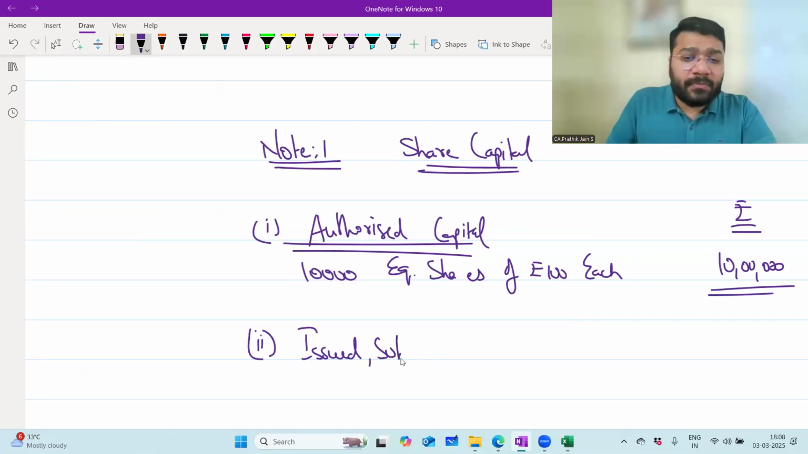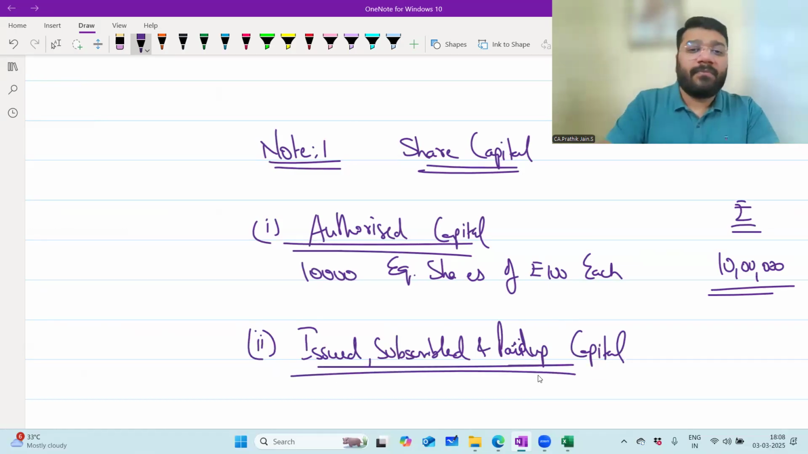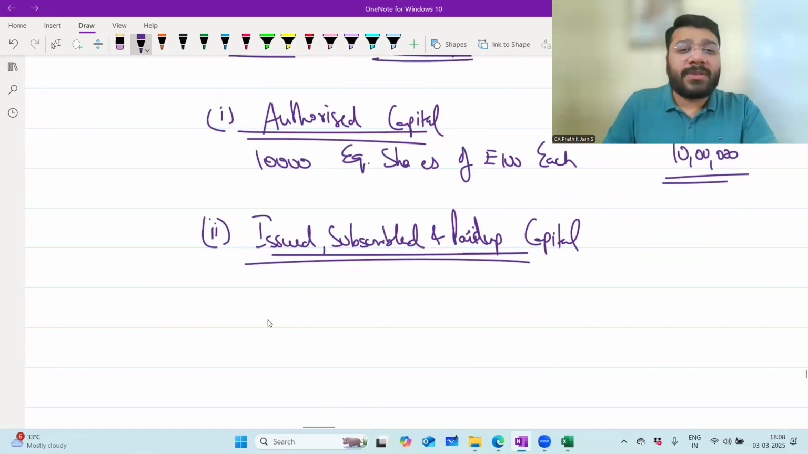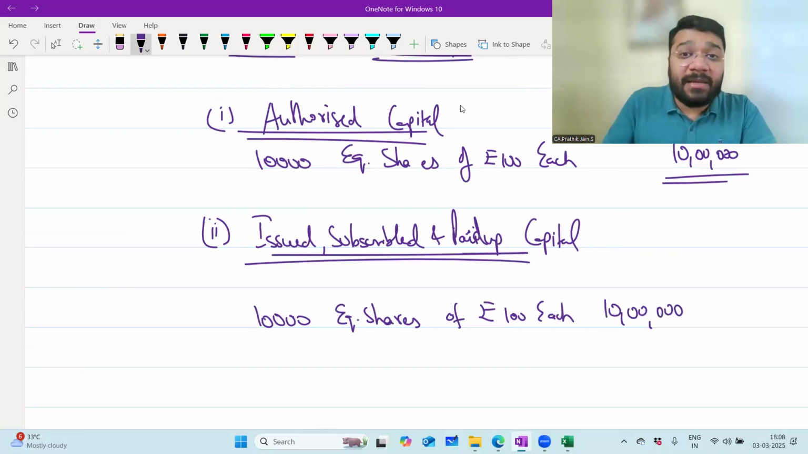Issued, subscribed, and paid up capital. How much is called up? On 10,000 equity shares, the full 100 rupees has been called up. So 10,000 equity shares of rupees 100 each. How much is it? 10 lakh. This is the called up capital, which is given in the trial balance.